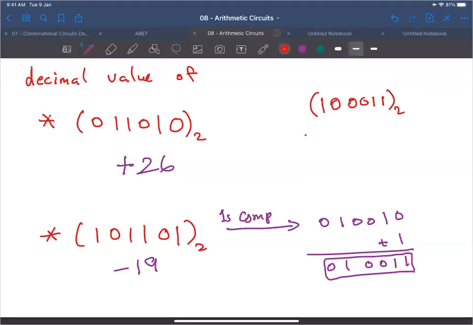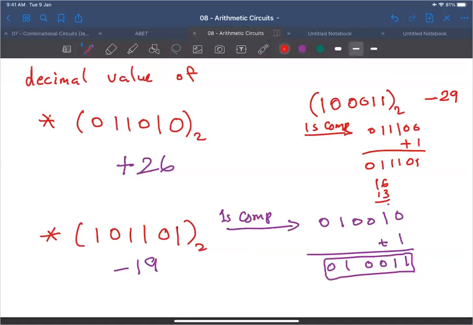The complement: the 1's complement is 0 1 0 0 0 1, and then add a 1 to that. What do you get? 0 1 1 1 0 0... so my magnitude here is 13 plus 16, so 16 plus 13 is 29. So my magnitude here is 29 and my sign is negative.